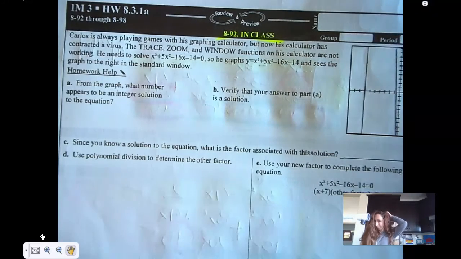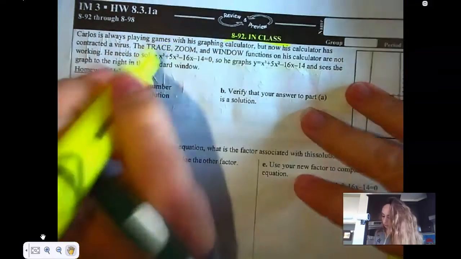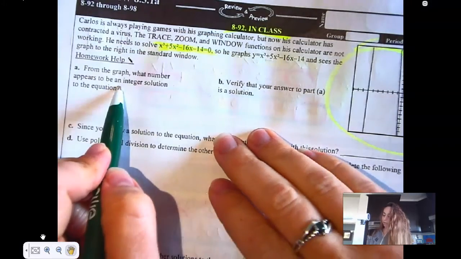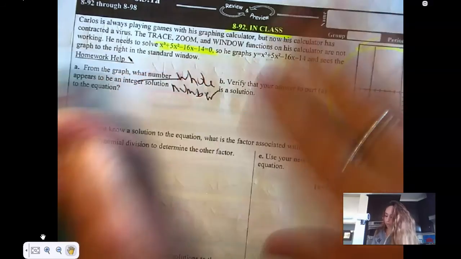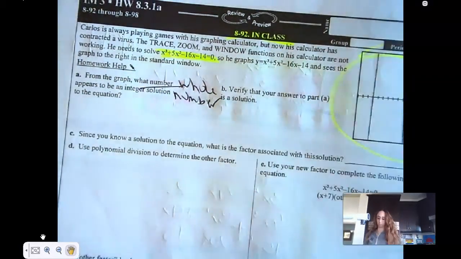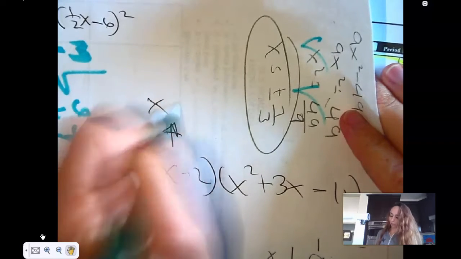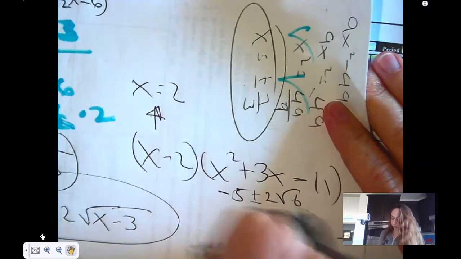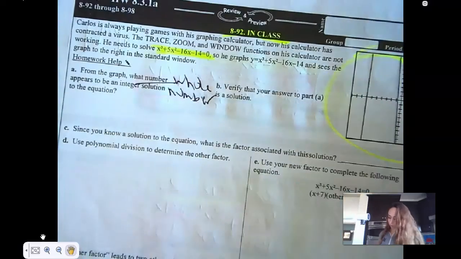All right, this was a homework problem, but I think it should be done together. So pretty much they took this, they graphed it here and got that. From the graph, what number appears to be an integer solution? An integer is a whole number. So that's like if I have x minus 2, and then I have x squared plus 3x minus 11. If I set this equal to 0, I get x equals 2. And maybe I did the quadratic formula and I get negative 5 plus or minus 2 rad 6 over 9. I don't know. If I put this in my calculator, I'll get a decimal. Okay? So they want to know which one is an integer.